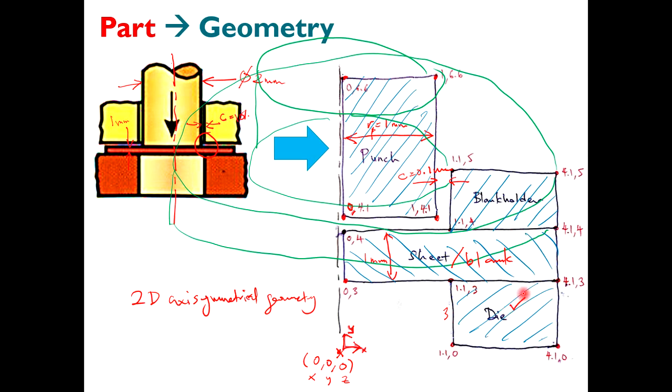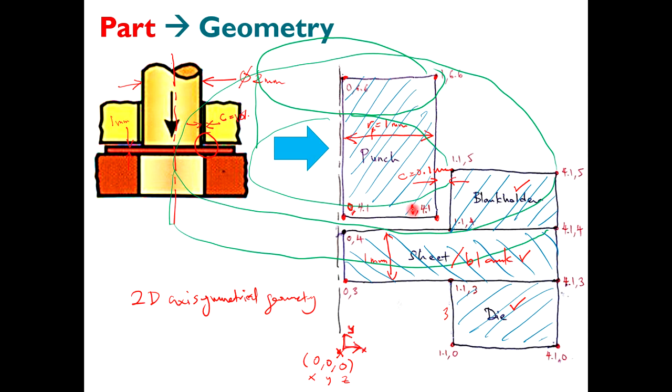Now this is done. We have the locations, and here we decide the blank holder to be 1 mm thick. So 1.14, 1.15, 4.15, 4.14. We have this one settled. Then here we know the distance between 0 and 1.